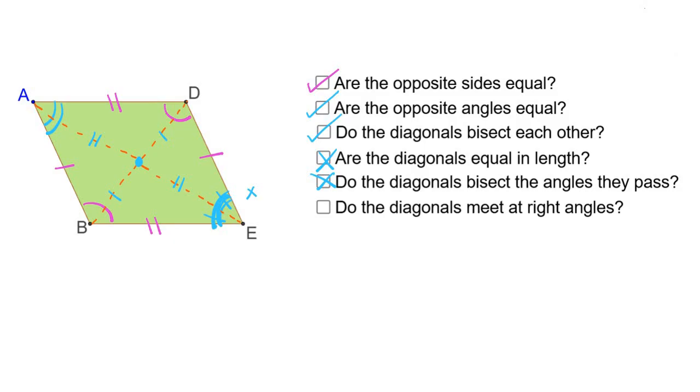Do the diagonals meet at right angle? As we can see, no, they are not meeting at a right angle. This is some other angle. This angle would be the same as that because vertically opposite. This and this would be equal, but no, they are not meeting at a right angle. So there is a no for that. That is it for our parallelogram discussion. Let's move on to our 3D form.